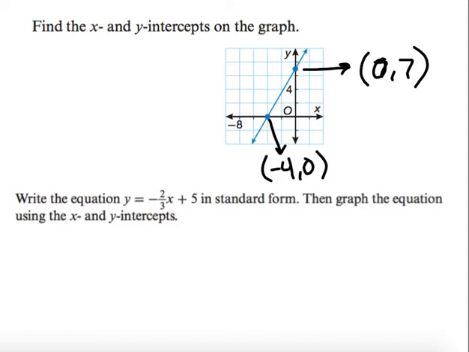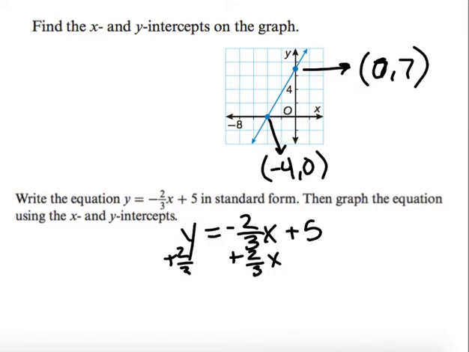Write the equation y equals negative 2/3 x plus 5 in standard form, then graph the equation using x and y intercepts. What this is saying is that I need my x and y on the same side, so let's start with that. We are given y equals negative 2/3 x plus 5. So we need to add 2/3 x to each side. So we would say I have 2/3 x plus y is equal to 5.